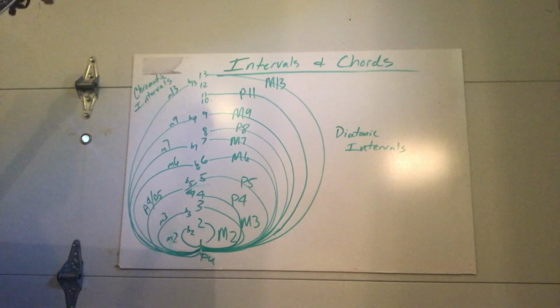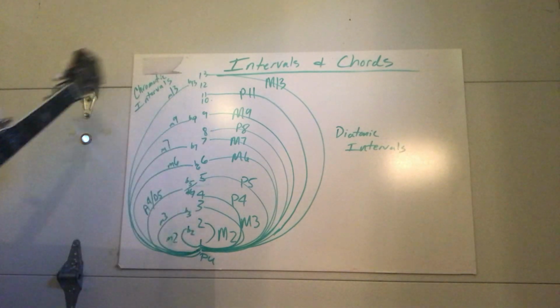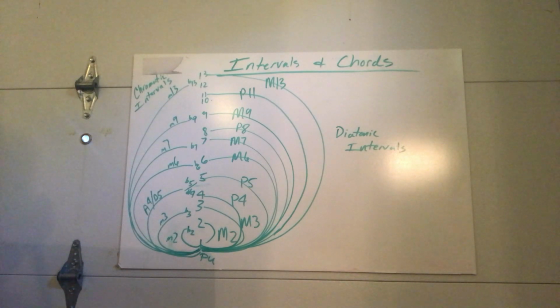Okay, so let's go through these one more time. We're gonna do them all at once. Okay, so a perfect unison, minor second, major second, major third. Perfect fourth. Augmented fourth or diminished fifth, also the tritone. Perfect fifth.